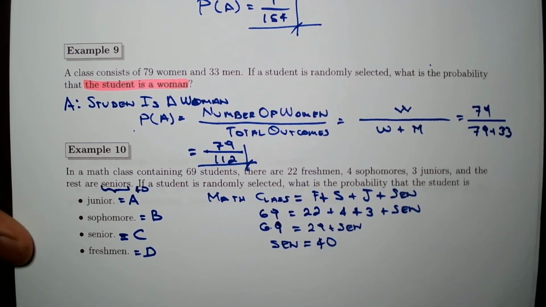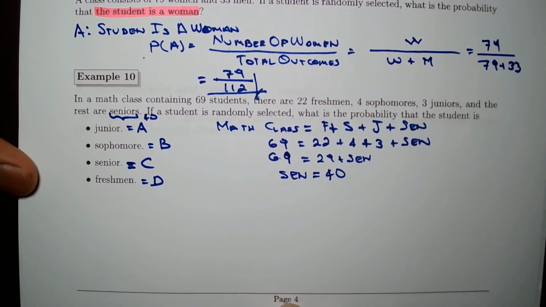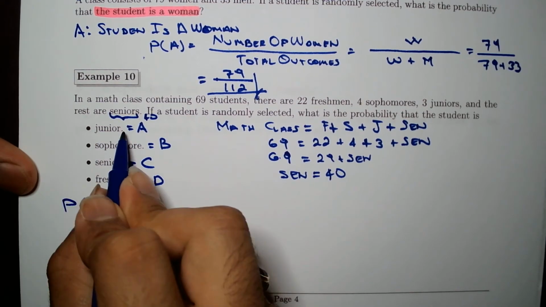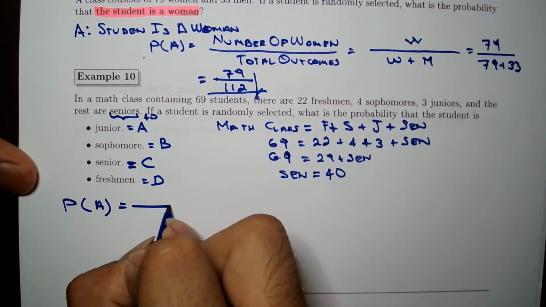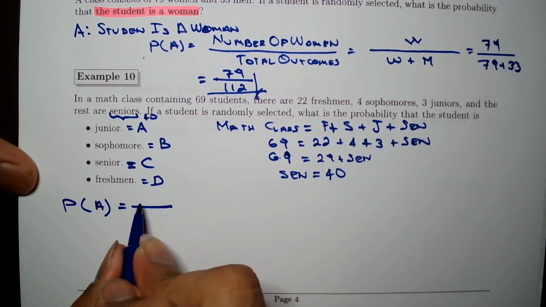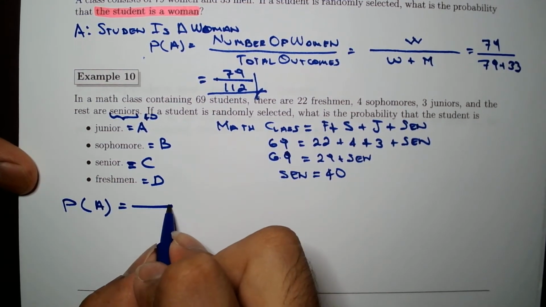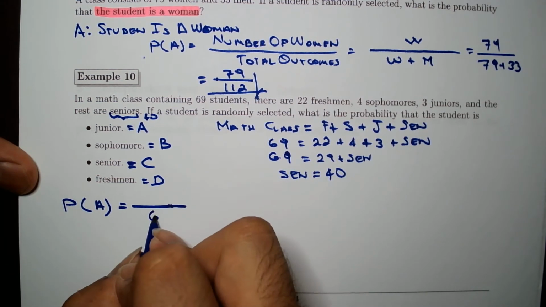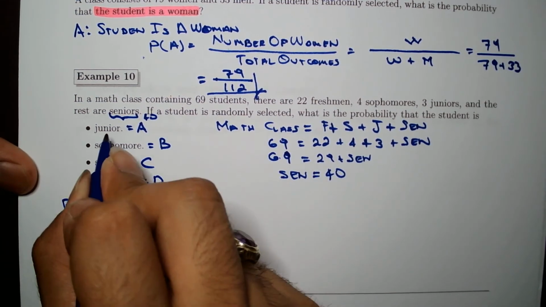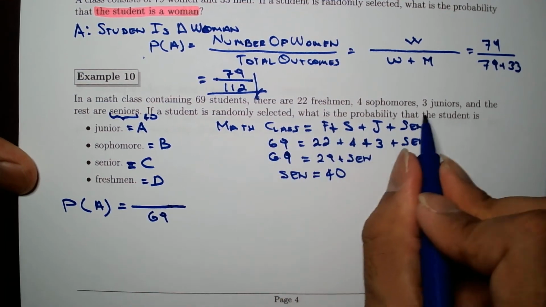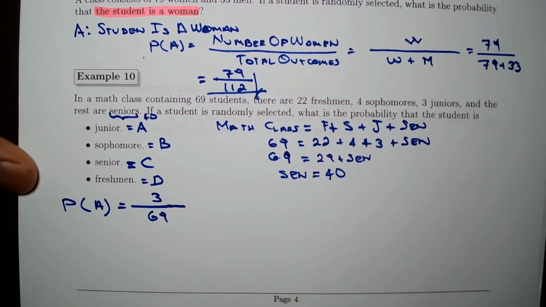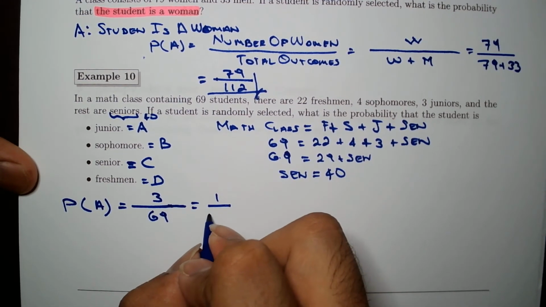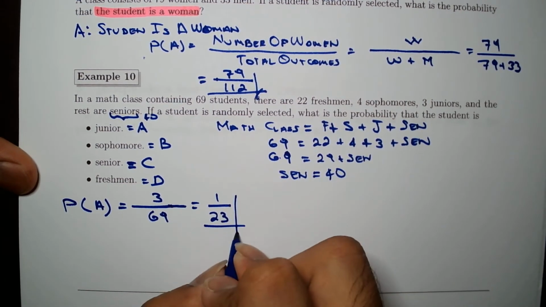All right. Okay. Probability that event A occurs, that is the number of juniors. So the total number of outcomes, I'm not going to do this in words anymore. I'm just going to go, in this case, the total outcomes in the denominator, which is 69. And in the numerator, the number of juniors, in this case, 3. 3 out of 69, which further simplifies to 1 over 23.